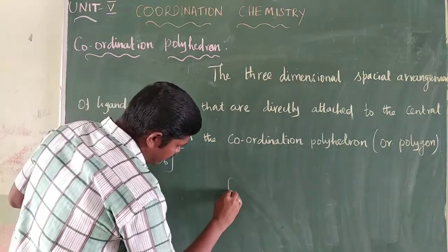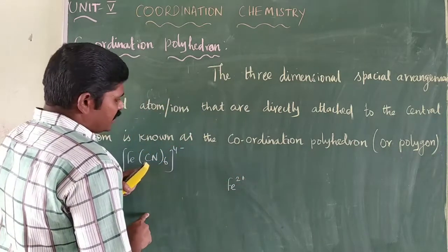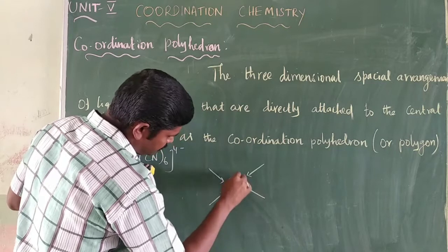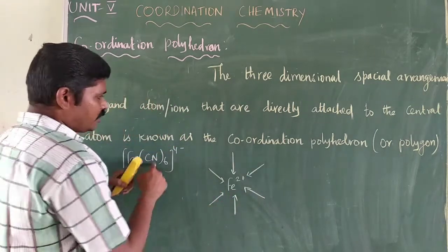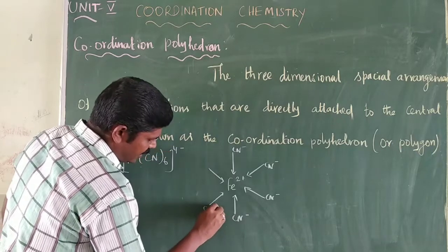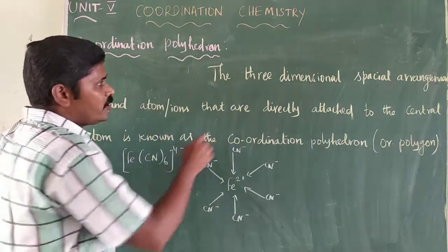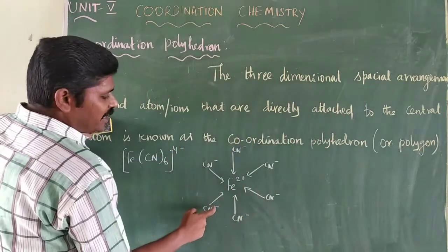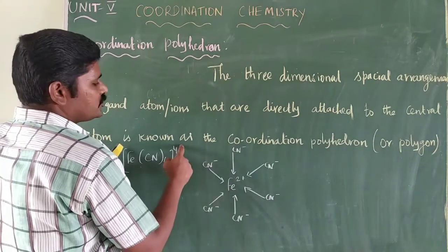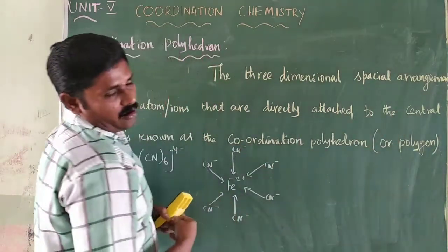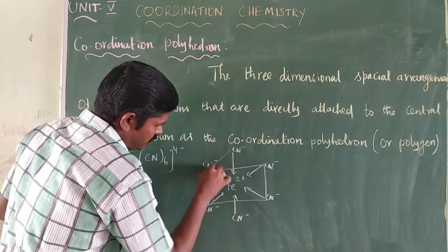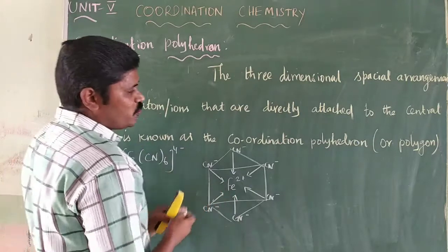So for example, the central metal atom is Fe2 plus, with the ligands CN minus six times. The three-dimensional spatial arrangement of ligand atoms or ions directly attached to the central atom is known as the coordination polyhedron. That structure is octahedral. The spatial arrangement is octahedral.